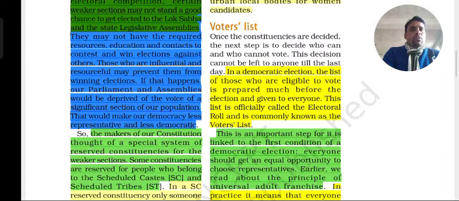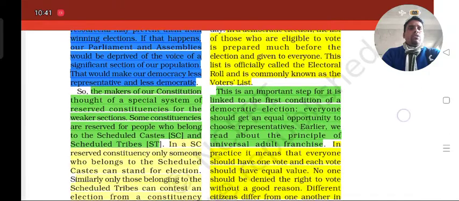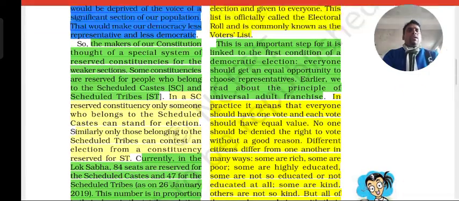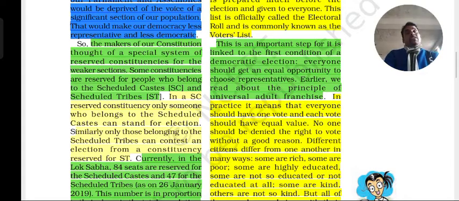Earlier we read about the principle of universal adult franchise. Already we know what universal adult franchise is: people are given the right to vote. We studied in history how people struggled for universal adult franchise, and when we talked about the French Revolution, how the French government gave the vote only to propertied people, while other sections of people were not given the vote, and women were not allowed to vote. Just remember this when you study.